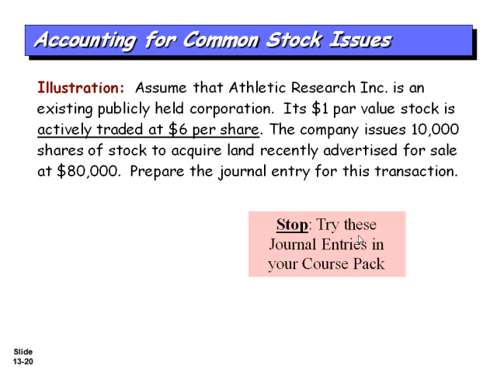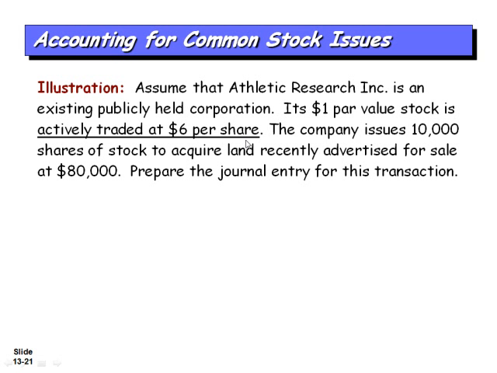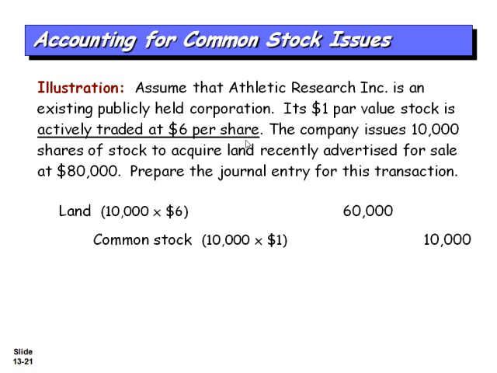$80,000 or $60,000? Well, you now have a price that's established. And that's what you're going to use, the $6 a share. And while it's true that the land was advertised at $80,000, what was given up in the exchange was something worth $60,000. So that establishes the purchase price of the land. And again, common stock at par value, and then the additional paid in capital for the balance.